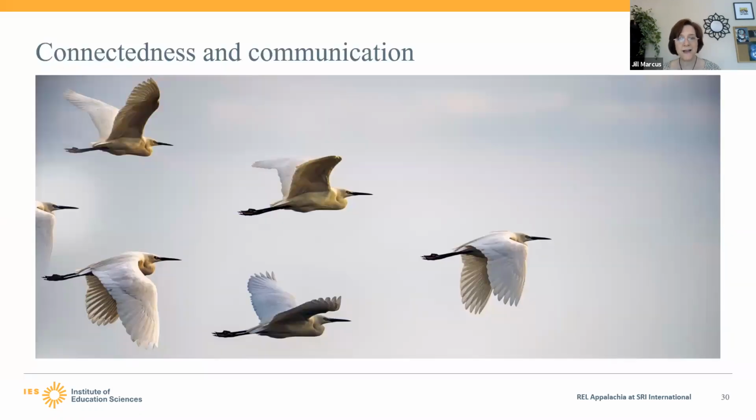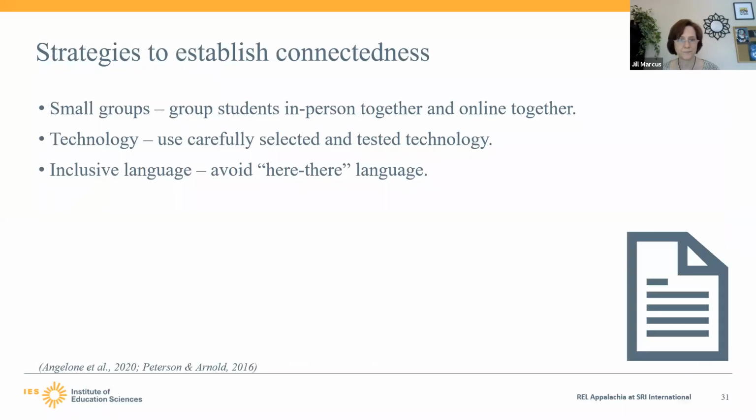The research identified connectedness and communication as two keys to successful synchronous hybrid learning. So we'll look at strategies for each of these. Starting with connectedness, let's look at some strategies that have been shown to be effective in establishing connectedness. You can find details about the research on page 36 of your handbook.